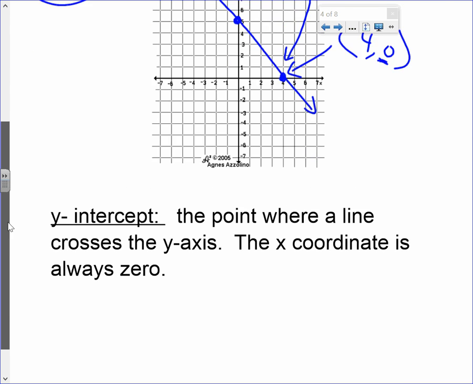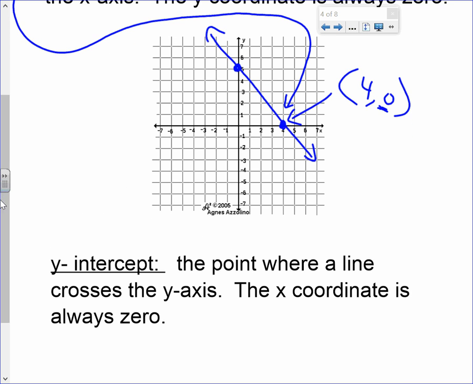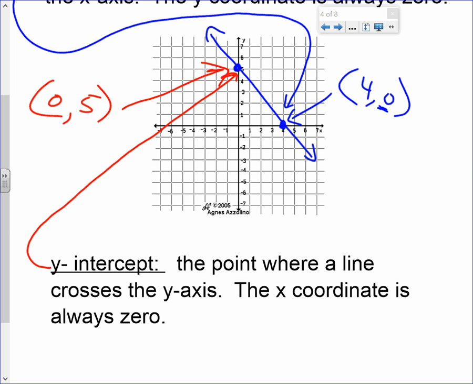So where's that found here? Check this out. Look at where that line crosses the y-axis. The x is always 0, and the y was 5. Notice how x was 0. So put a line from the word y-intercept right there. That's the y-intercept, where a line crosses the y-axis. Notice how x is always 0.